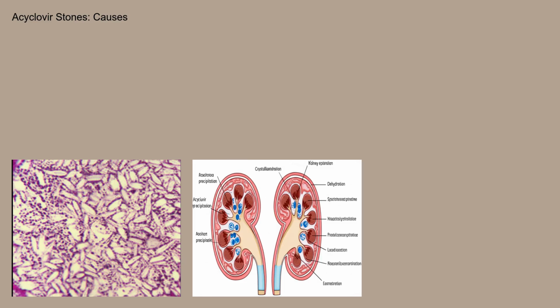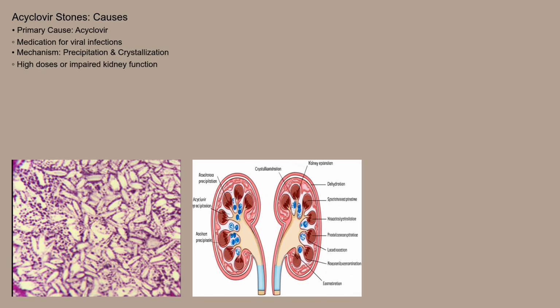So, what causes Acyclovir stones? The primary culprit is, of course, Acyclovir itself. This medication is used to treat viral infections like herpes simplex and varicella zoster. The formation of these stones occurs when Acyclovir, particularly at high doses or in individuals with impaired kidney function, precipitates out of the urine and forms crystals. Dehydration also plays a significant role, as concentrated urine increases the likelihood of crystallization.